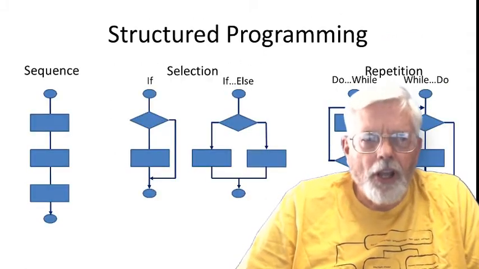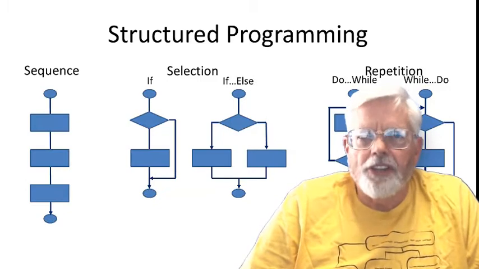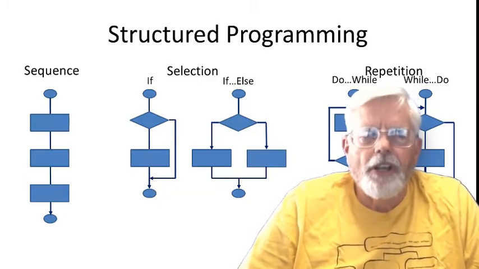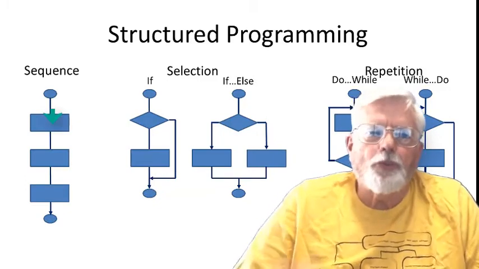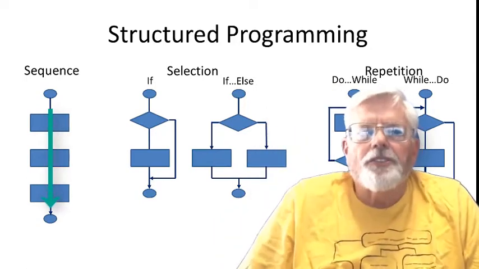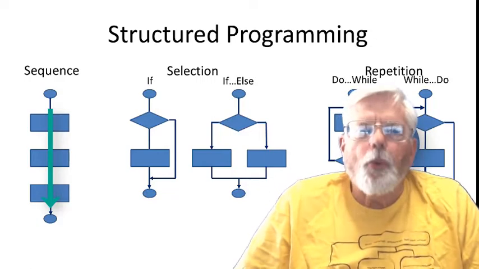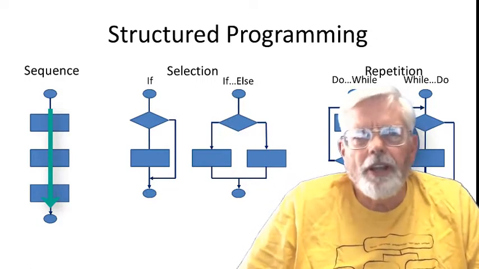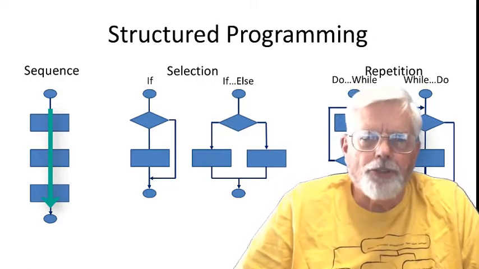Here are the three constructs: sequence, selection, and repetition. Sequence, all that means is we do steps in a certain sequence. Sometimes it really matters what sequence you do the steps in. Other times it doesn't matter too much.